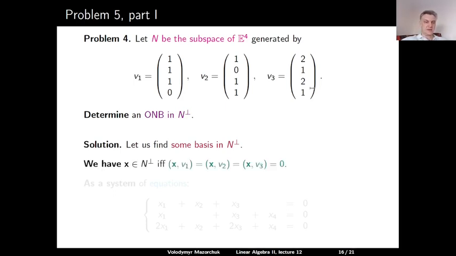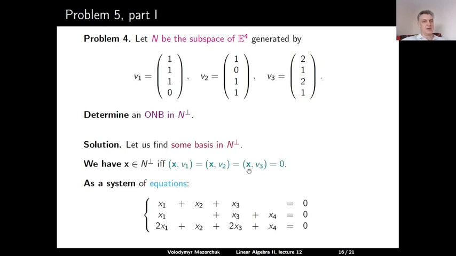An element X belongs to the orthogonal complement if and only if it is orthogonal to the vectors V1, V2, and V3. So the scalar product between X and V1 should be 0, the scalar product between X and V2 should be 0, and the scalar product between X and V3 should be 0. The scalar product between X and V1 is X1 plus X2 plus X3, so this should be 0. The scalar product with V2 is X1 plus X3 plus X4, this should be 0. The scalar product with V3 is 2x1 plus x2 plus 2x3 plus x4.